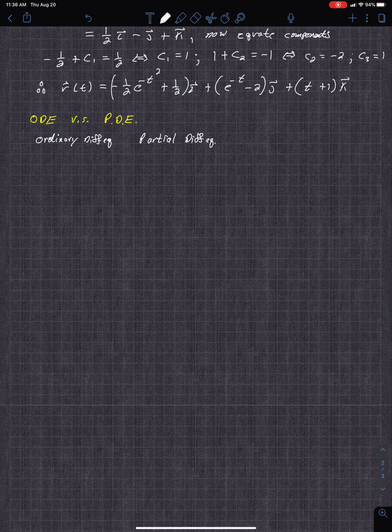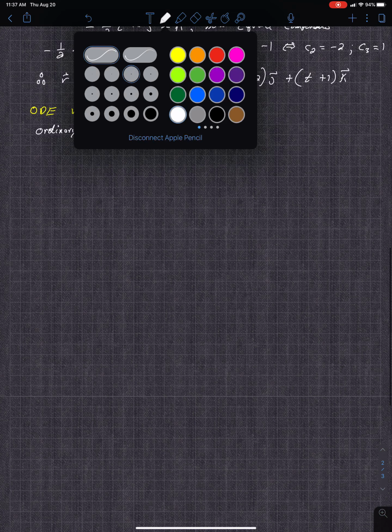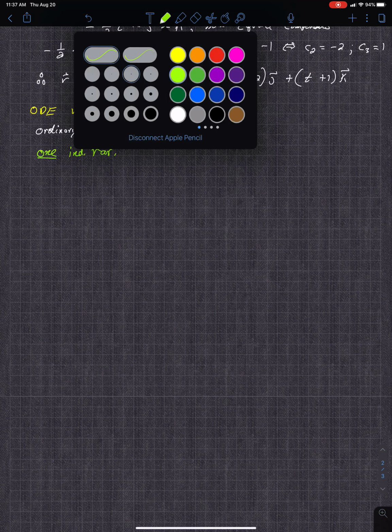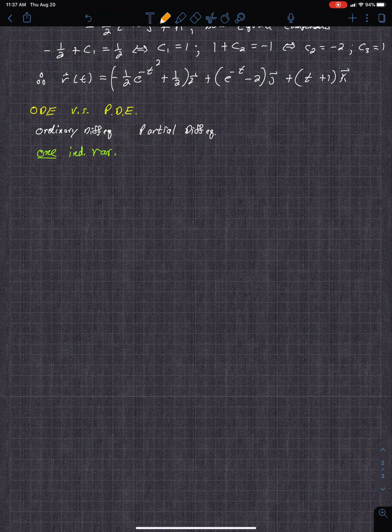So what's the difference? It's really simple, actually. Ordinary differential equations, ODE, have one independent variable. In PDE, there is more than one independent variable.